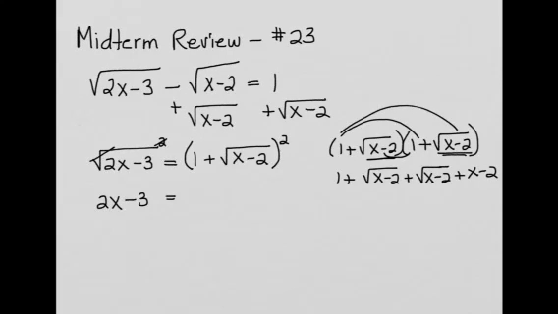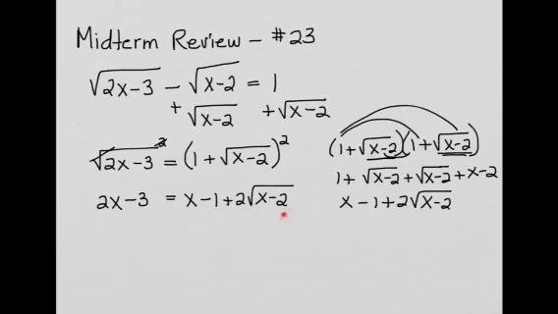So now let's combine like terms here. We have an x. 1 minus 2 gives me a minus 1. And then we have plus 2 times the square root of x minus 2, because I can combine these two like terms together. Okay. So now this is the right-hand side, x minus 1 plus 2 square roots of x minus 2.